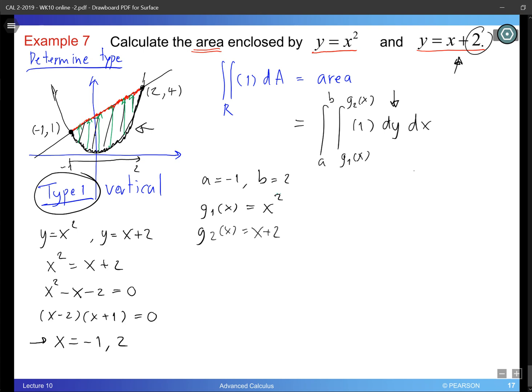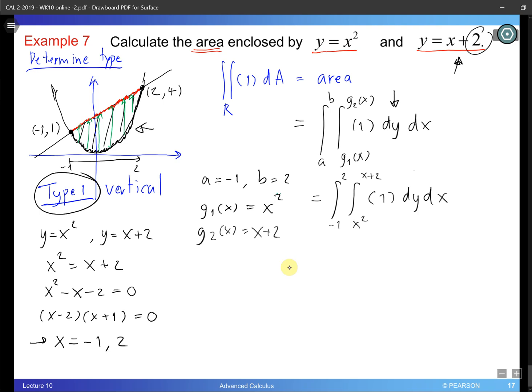Now that we have everything, let's put this back into the double integration. So this is equal to the integration from a to b, so minus 1 to 2, the whole range of x. Now the lower function and the upper function. The lower function is x squared. The upper function is x plus 2. And we want to find the area, right? So the function value that we want to use here is 1. And we sweep y first because this is type 1, and then we integrate with respect to x.